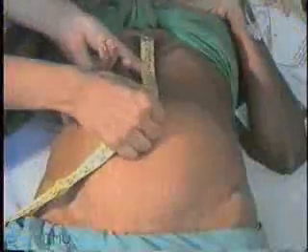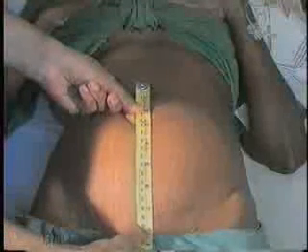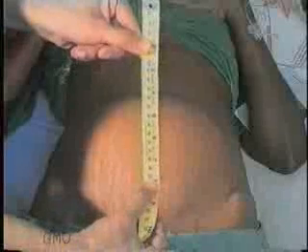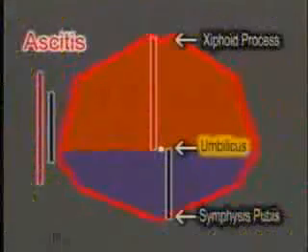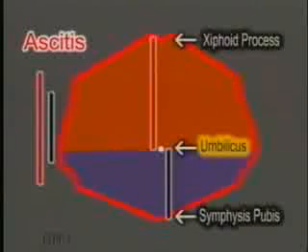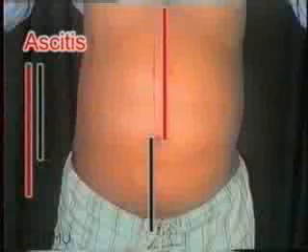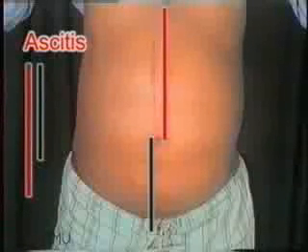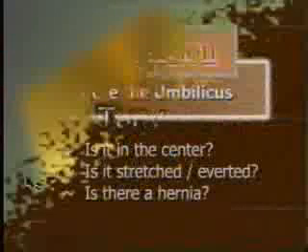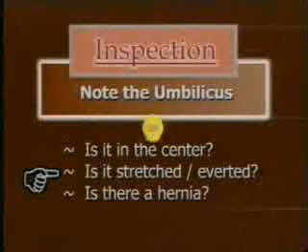Note here that the distance between the xiphoid process and the umbilicus is less than the distance between the umbilicus and symphysis pubis. In ascites, the reverse is the case. The distance between the xiphoid process and the umbilicus is more than the distance between the umbilicus and symphysis pubis. This is Tanyol's sign.